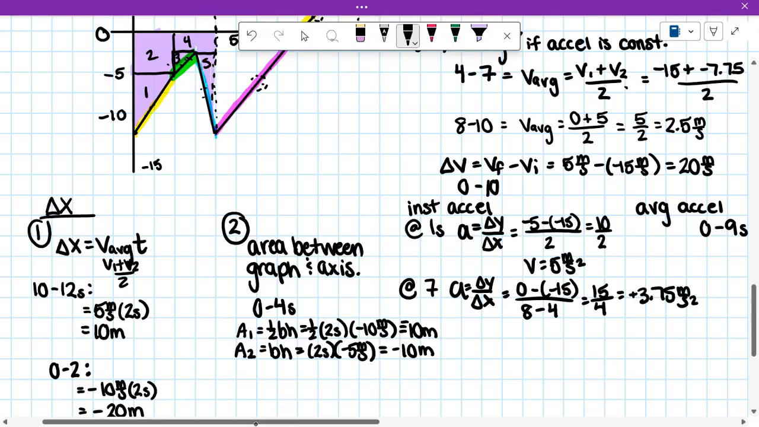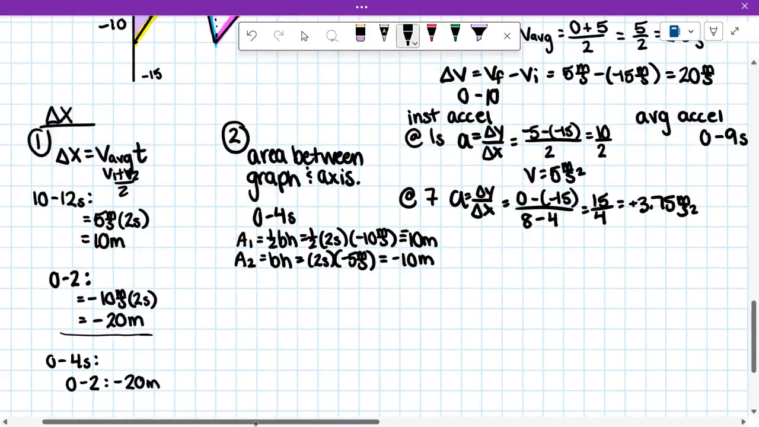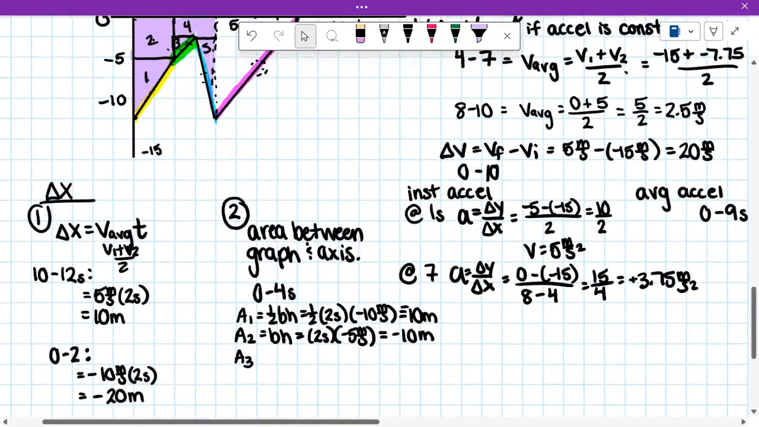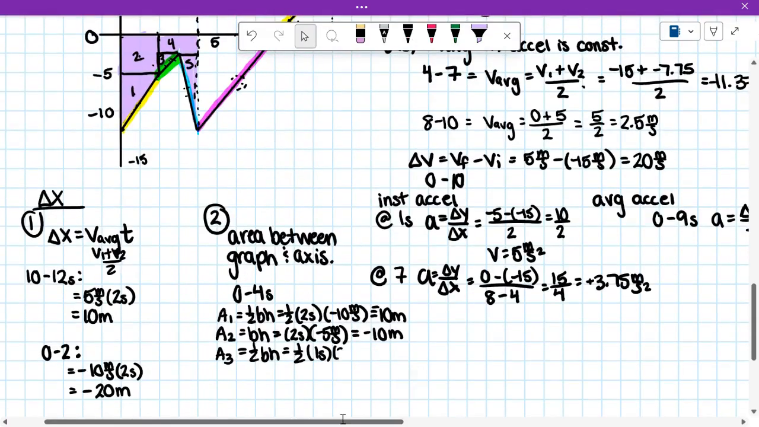Now this area 1 and 2 is also how we could find the change in position from 0 to 2 seconds. So if we added that up, -10 and -10, we got -20, which is the same answer we got when we used average velocity. So area 3 is a little baby triangle. 1/2 base times height, 1 second times -2.5 meters per second. So that gives me -1.25 meters.